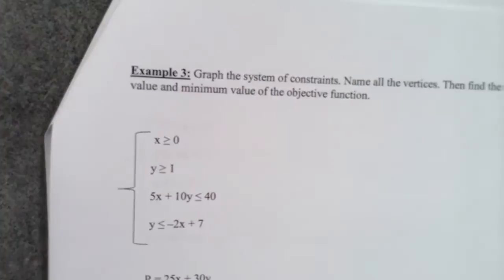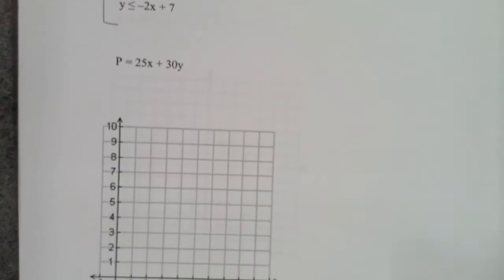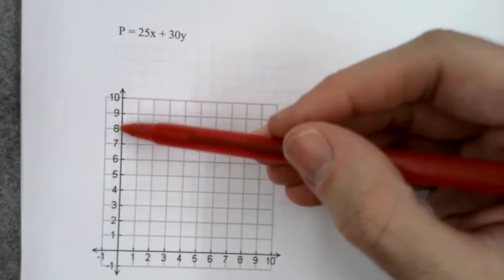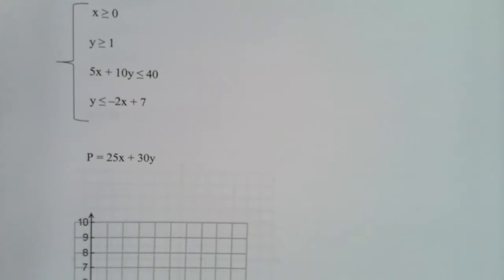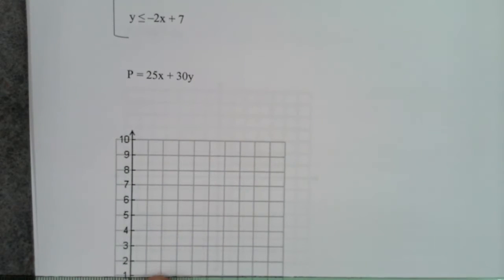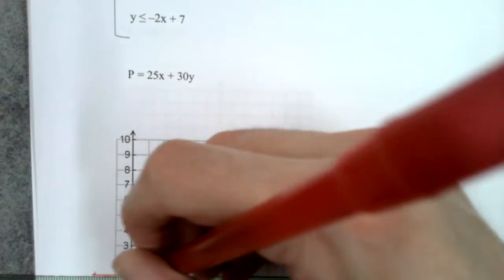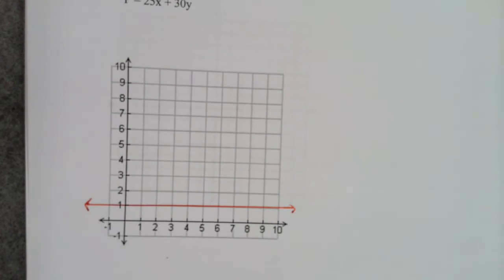Next example. A little more difficult. We have 4 constraints. X is greater than or equal to 0. Well, that's a vertical line at 0, shade to the right. Y is greater than or equal to 1. That's a horizontal line at 1 and shade above that. So that's y equals 1. You're going to shade above that.